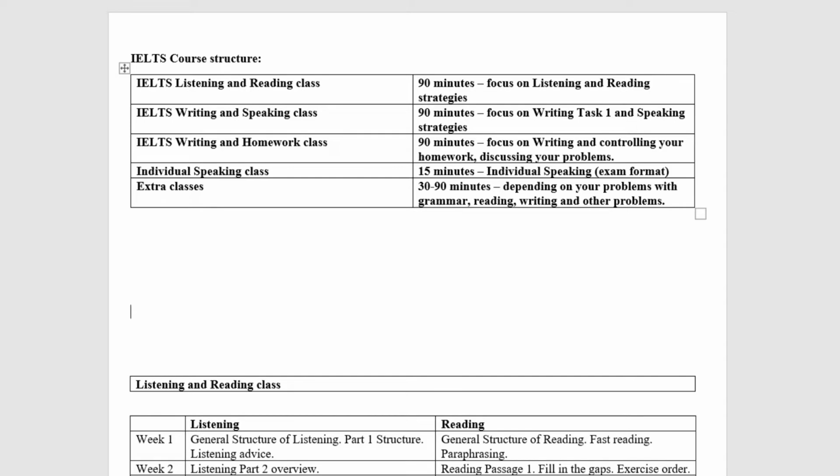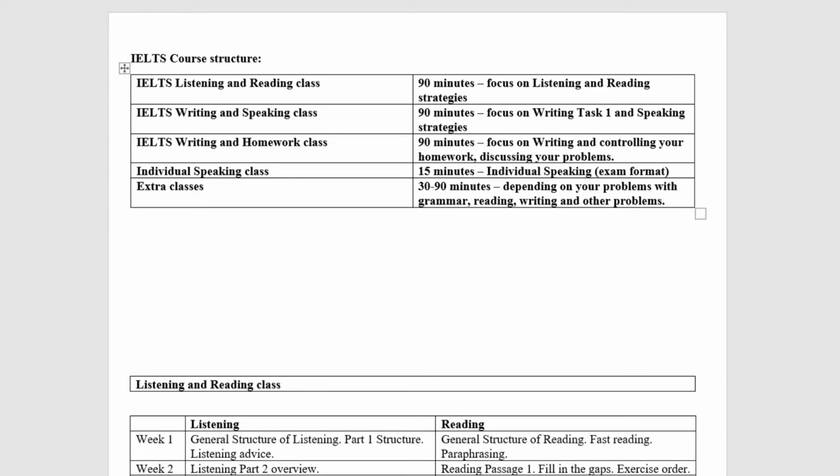You will also have the individual speaking. It will take around 15 minutes, and it will be the same as the exam format speaking, okay? So as to make you prepared for the exam. The classes include both theoretical part, which means that you will study strategies, you will develop your vocabulary, understanding of words, sentences, structures, and the practical part where we will practice doing exercises together.